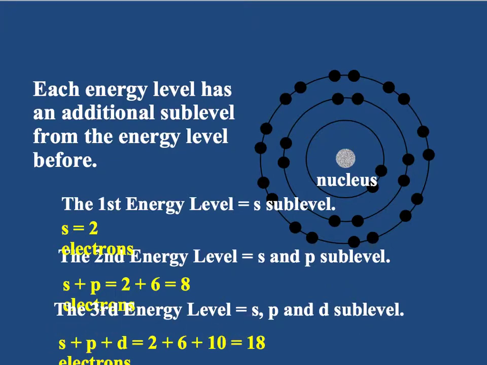The third energy level is S, P, and D. And all together, the third energy level can hold 18 because S holds 2 by itself, P holds 6 by itself, and D holds 10 by itself. 10 plus 6 plus 2 equals 18. So that's the first 3 energy levels and how many electrons they can hold. All of this information needs to be written down under the bullet point that says filling in electrons.